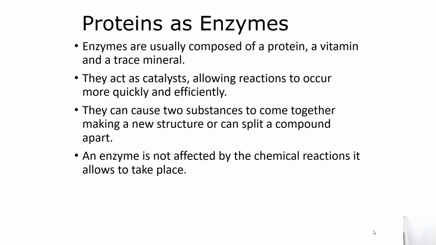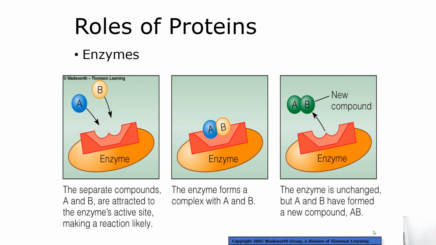The enzymes are usually composed of a protein, a vitamin, and a trace mineral. They act as catalysts, allowing reactions to occur more quickly and efficiently. They can cause two substances to come together, making a new structure, or can split a compound apart. An enzyme is not affected by the chemical reactions it allows to take place.